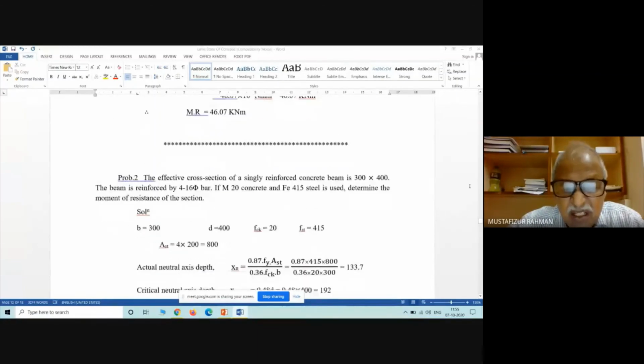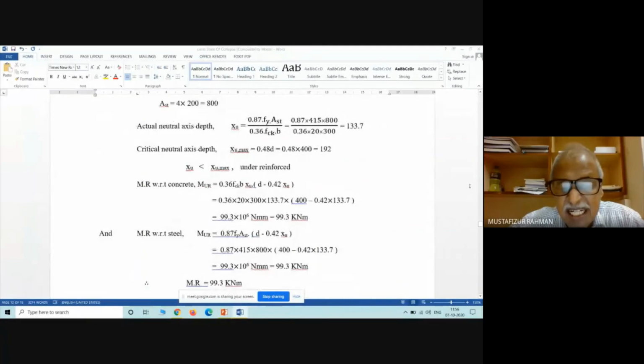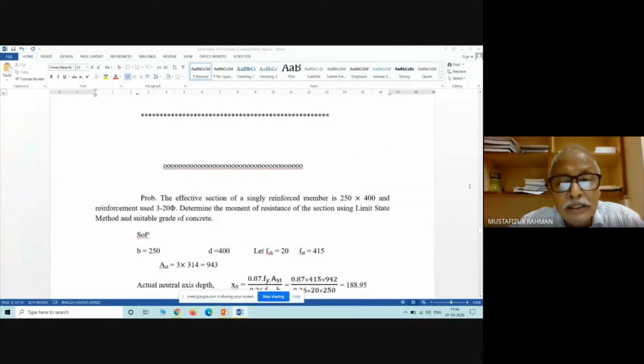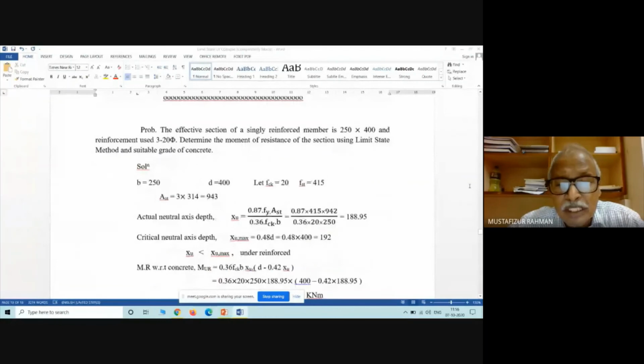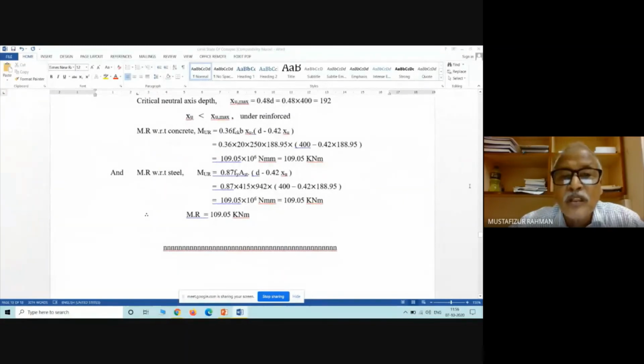Here you will get several problems. Only problem number 2 is exactly similar, only the values are changed. Then you see the next problem. Again, the same, only the values are changed.